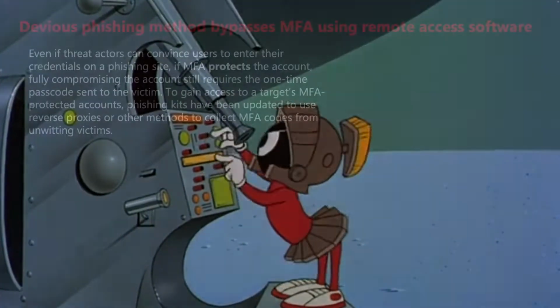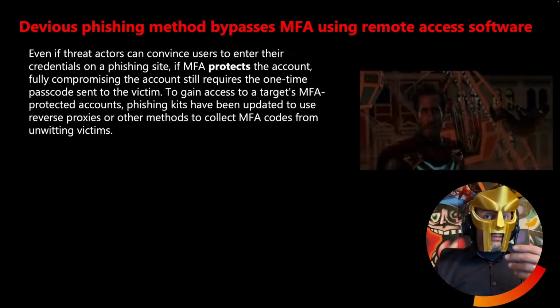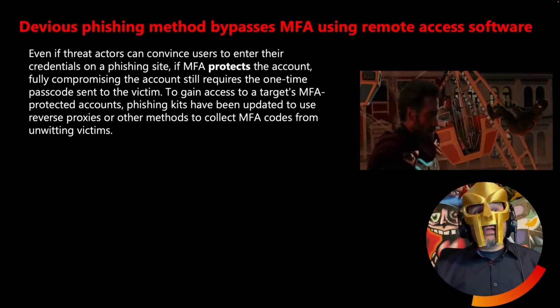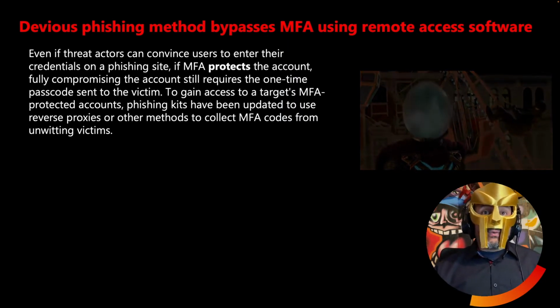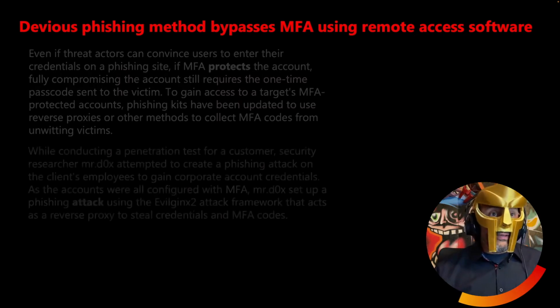I could pinch them. Even if threat actors can convince users to enter their credentials on a phishing site, if multi-factor authentication protects the account, fully compromising the account still requires the one-time passcode sent to the victim. To gain access to a target's multi-factor authentication protected accounts, phishing kits have been updated to use reverse proxies or other methods to collect multi-factor authentication codes from unwitting victims.